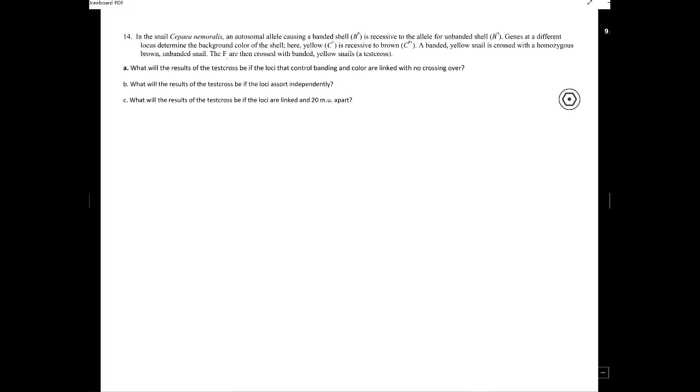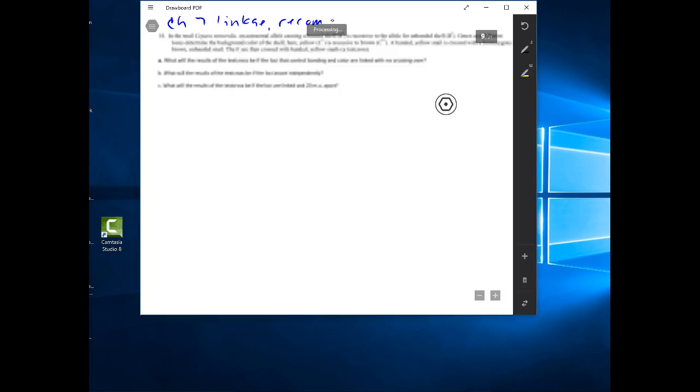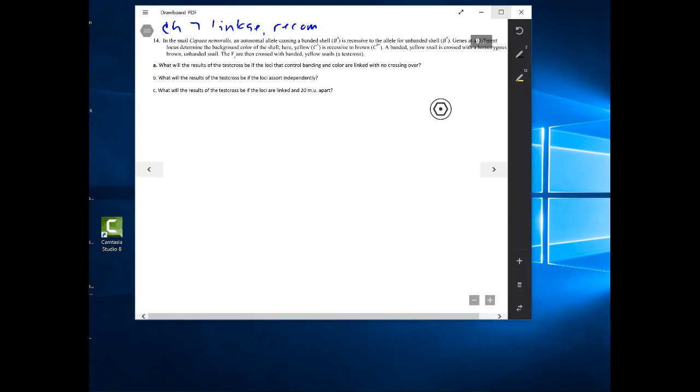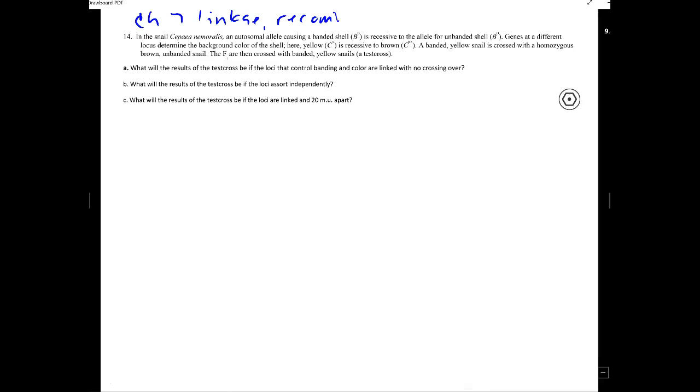Alright, so this is a little bit more of Chapter 7, which is all about linkage, recombination, and genetic mapping. These are all really important concepts in genetics. Genetic mapping in particular is really important.